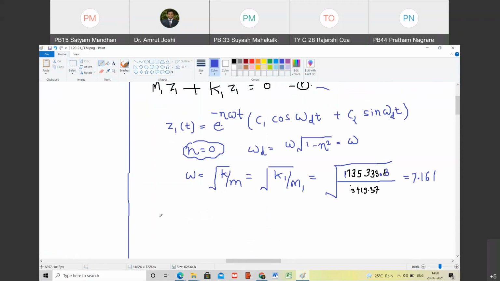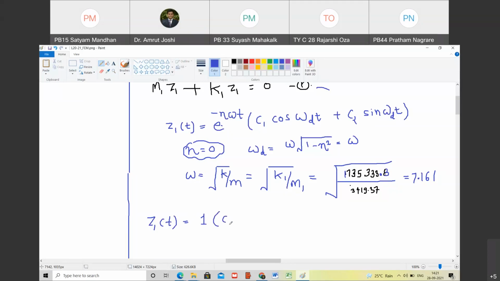So now let me write down z1 of t. T is the argument. It is not z1 into t. Z1 of t is equal to e raised to minus eta omega t. But eta being 0, this term is going to vanish to 1. Do you agree with me? Yes, sir. E raised to 0 is 1. Anything raised to 0 is 1 except 0 raised to 0.